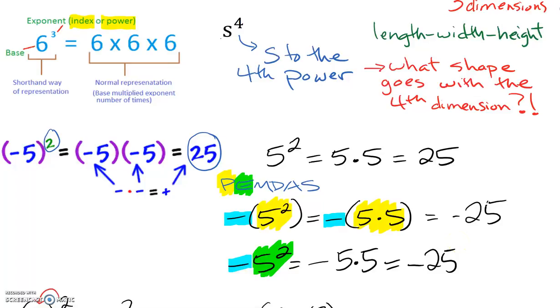So in the end, what you can see, these two will essentially produce the same answer, negative 25 and negative 25. But that can be a little bit tricky. All right, let's move on.